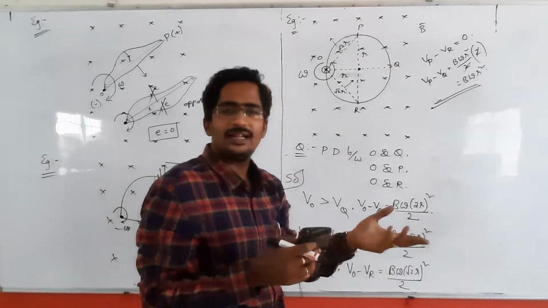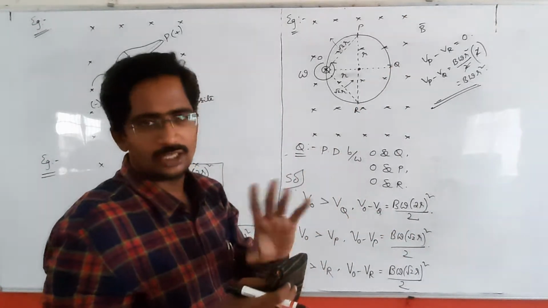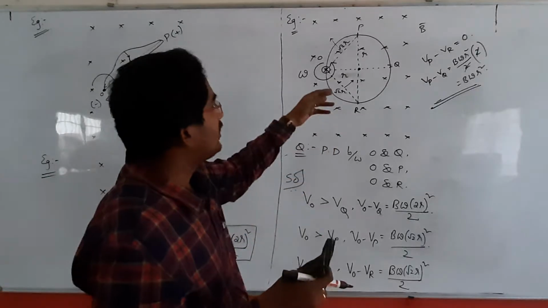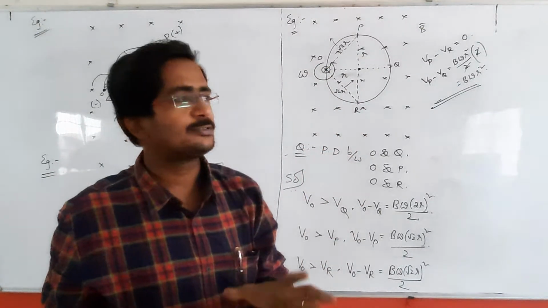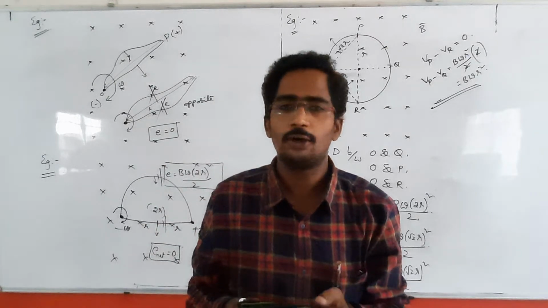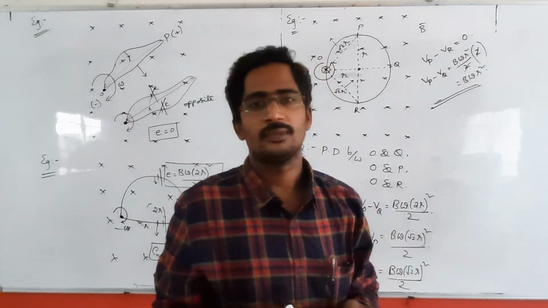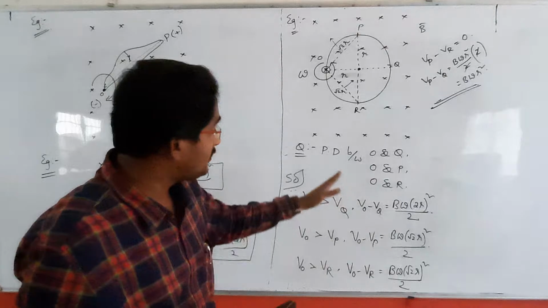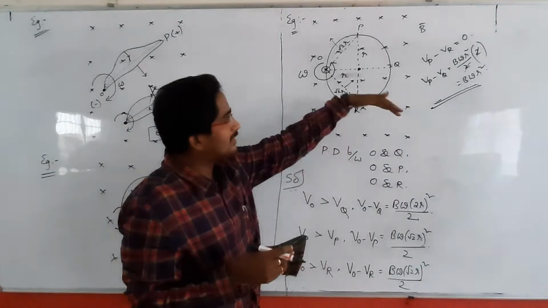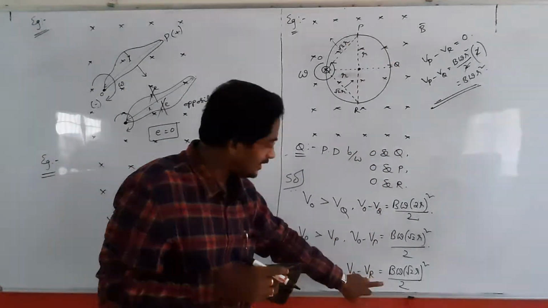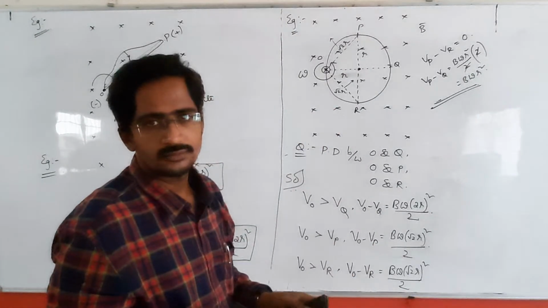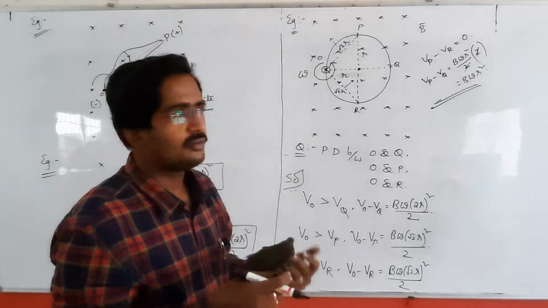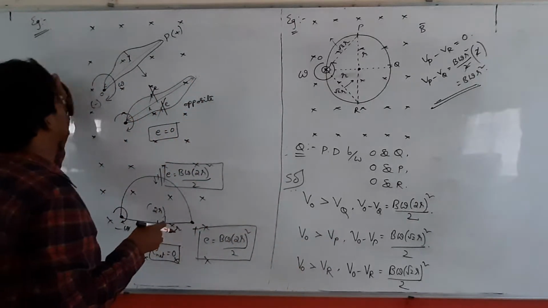Similarly, how can we find the potential at Q? Simply by writing the potential difference between O and Q. If you want to find potential differences, you need to always write the potential difference with respect to the hinge point first. And thereafter, from these equations, we can get the potential difference between different points here. Okay, so that problem is over.